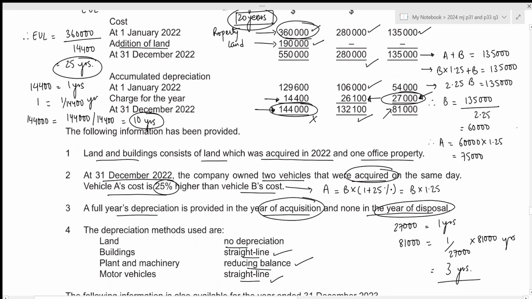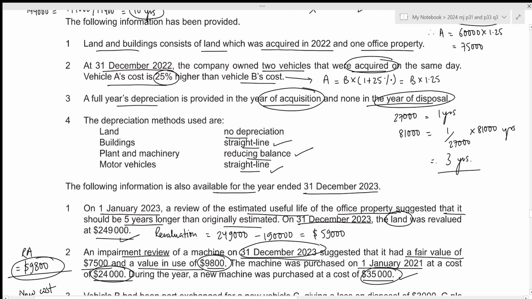Now we also know that the cost of vehicle B is 60,000 and it has been used for 3 years. So the accumulated depreciation is just going to be the cost of 60,000 times 20% times 3, because it has been used for 3 years. This results in 36,000. Now the net book value is just going to be the cost of 60,000 minus the accumulated depreciation of 36,000, which results in 24,000.